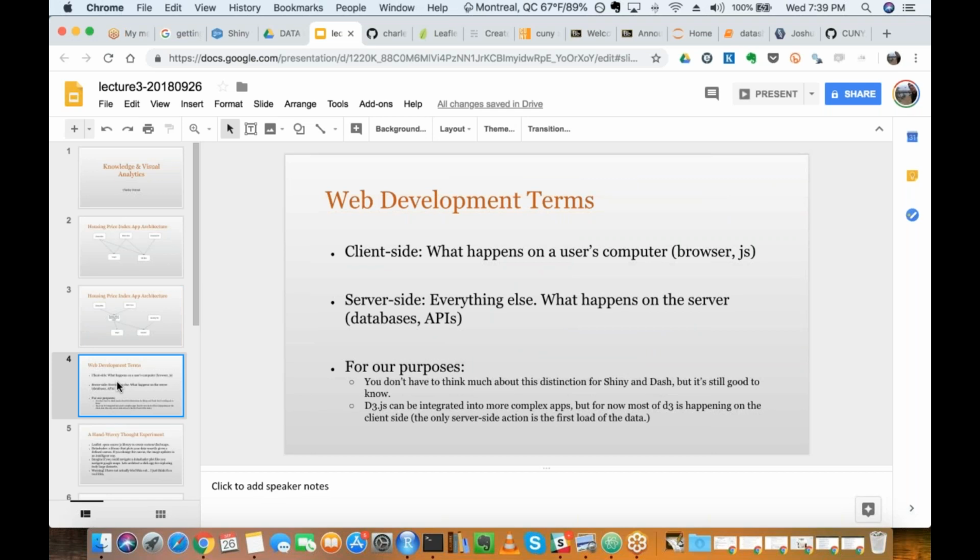But I wanted to go through just a few general web development terms, because as we start Shiny, we're really building web apps. Next module we'll be getting into Dash, which is a more Pythonic, Plotly-based framework, but still similar in structure to Shiny. You don't have to think too much about client side versus server side, but it does help to realize what's going on.